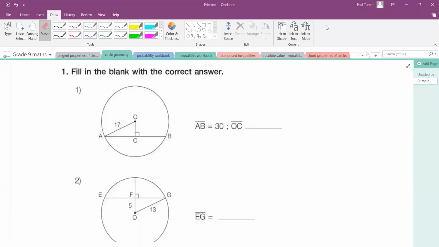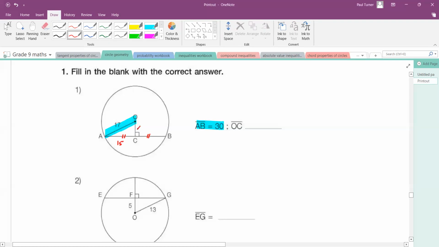Right, so in question 1, we have OA, which is given as 17, that's the radius. AB is 30. And this perpendicular line will bisect the chord AB. That will be cut in half because this is a right angle passing through the center. So if AB is 30, then AC would be 15.